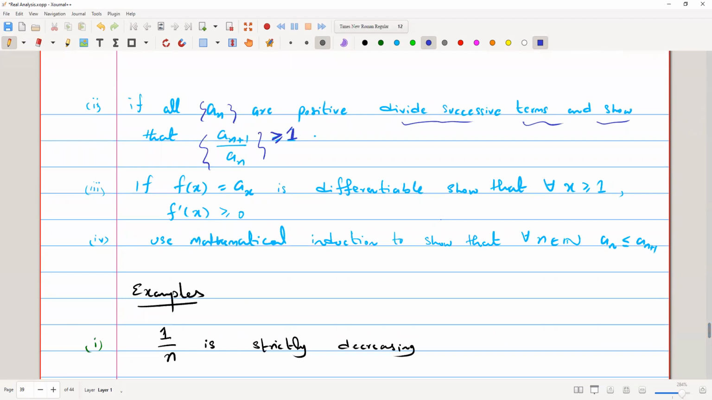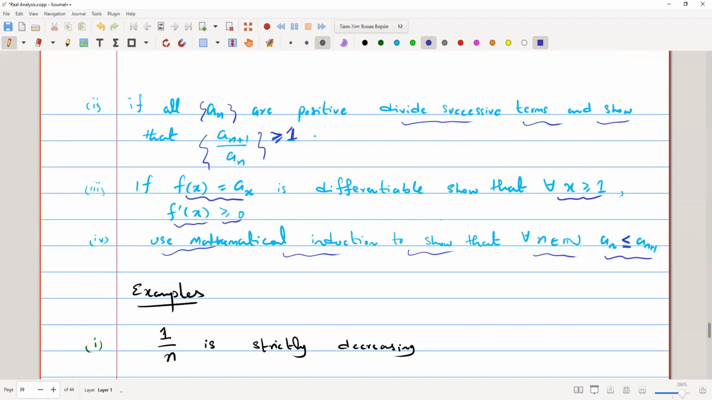And then we have, if f of x equals an, if we have some function like this that is differentiable, show that for all x greater than or equal to 1, the derivative is greater than or equal to 0. So again, we can use this as well, or we can use mathematical induction to show that for all n belongs to N, an is less than or equal to an plus 1.